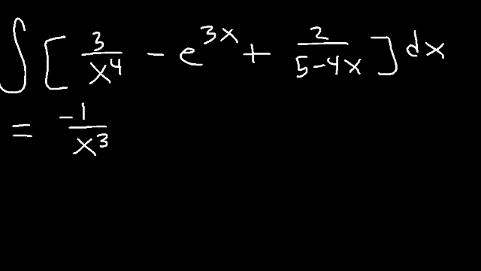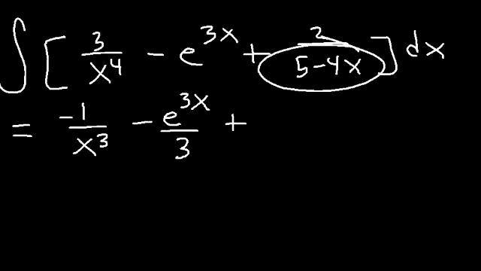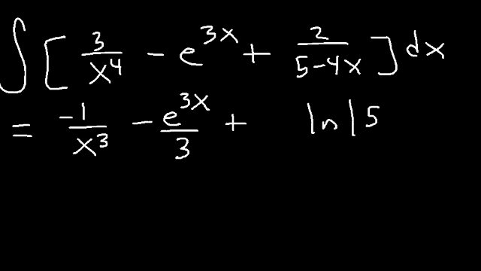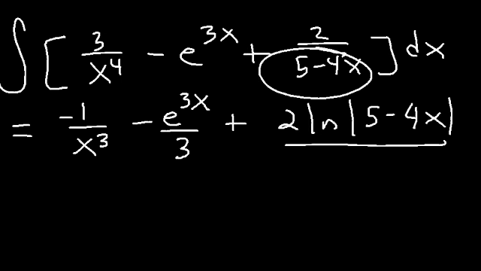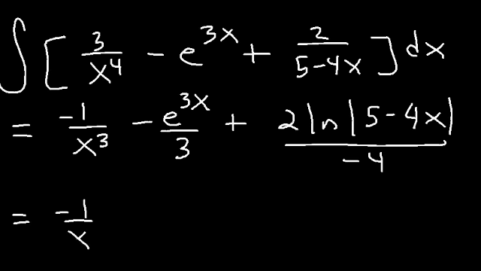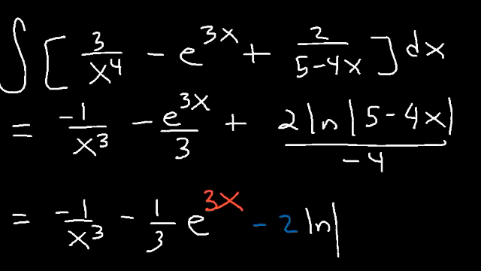Now the antiderivative of e to the 3x is going to be e to the 3x divided by 3. And for the last one, it's going to be ln 5 minus 4x. Now we have a 2 in front, and then divided by the derivative of 5 minus 4x, which is negative 4. So the final answer is negative 1 over x cubed minus 1 over 3 e to the 3x. 2 divided by negative 4 is negative 2, and then times the natural log of 5 minus 4x plus c. So that's the answer.